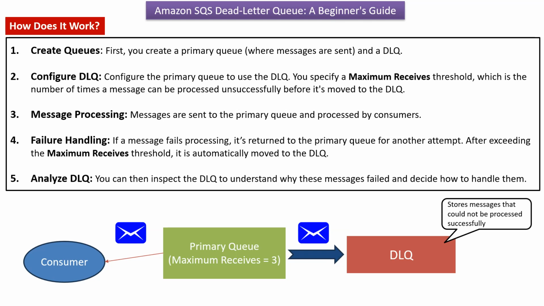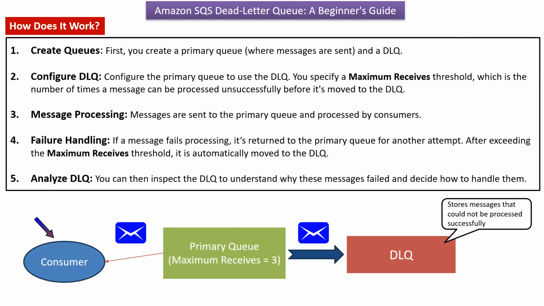Now we will see how it works. First step is create queues. First you have to create a primary queue where messages are sent. Then you have to create a dead letter queue where the messages are stored which cannot be processed successfully by the primary queue. Second step is configure the dead letter queue. Configure the primary queue to use the dead letter queue. And in the primary queue, specify the maximum receives threshold, which is the number of times a message can be processed unsuccessfully before the message is moved to the dead letter queue.